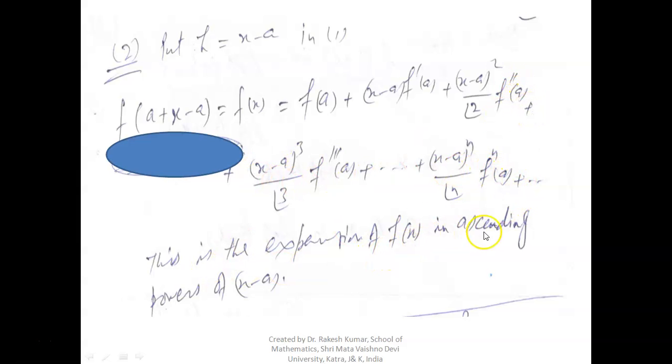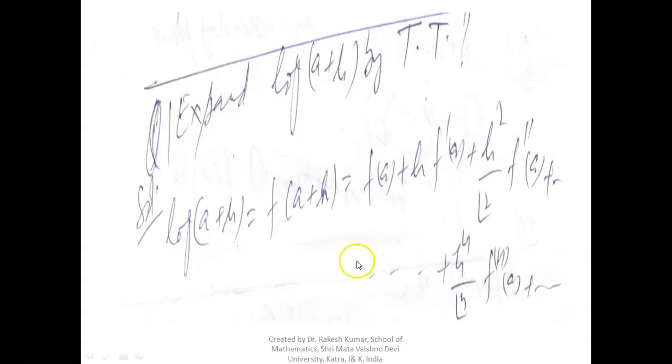So this is the expansion of f(x) in ascending powers of x minus a. Whenever you are asked to find the Taylor's expansion of any function around x minus a, you will use this expansion. There is a question: expand log of (a plus h) by Taylor's theorem. Here T means Taylor's theorem.